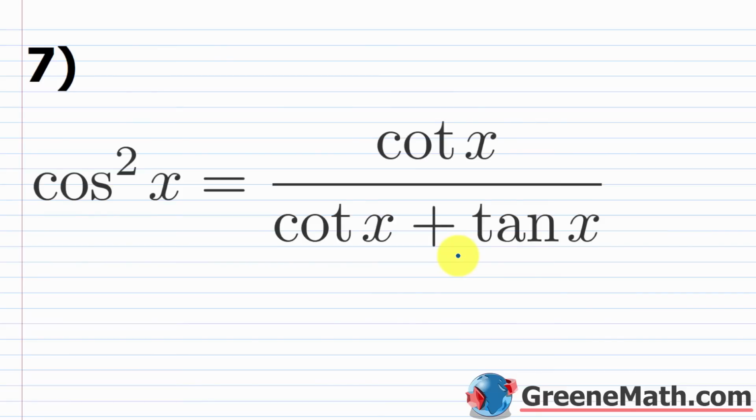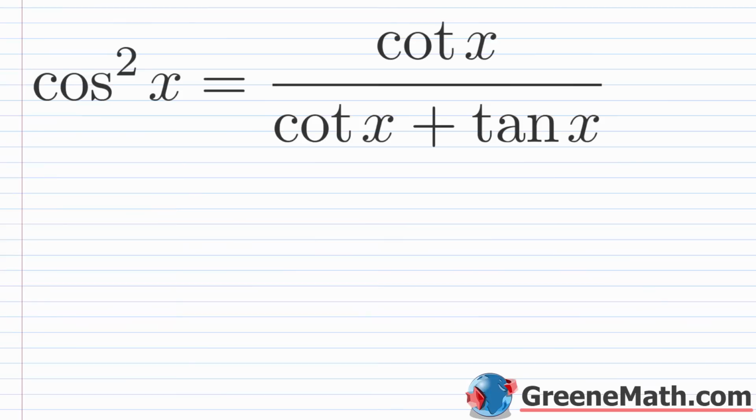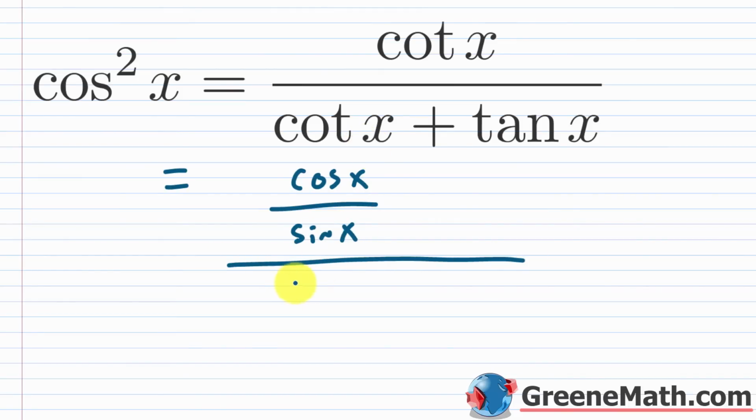All right, for problem 7, we have cosine squared x is equal to cotangent of x over cotangent of x plus tangent of x. For this one, I think it's crystal clear that the right side is more complicated. Let me put equals over here so I have some room. I'm just going to write in terms of sine and cosine and see where that gets me. So the cotangent of x would be the cosine of x over the sine of x. And I'll put this over. Again, for the cotangent of x, that's the cosine of x over the sine of x. Then plus, for the tangent of x, that's the sine of x over the cosine of x.